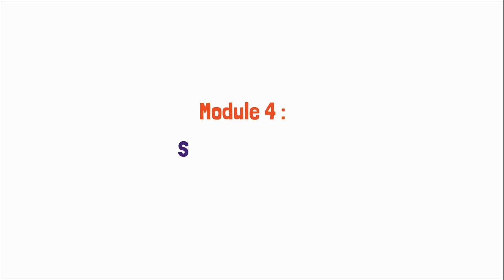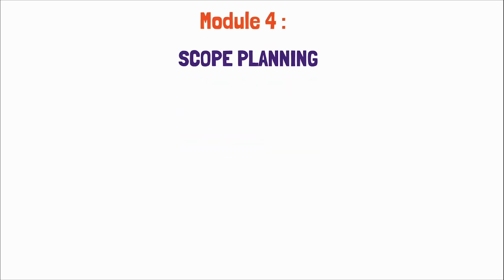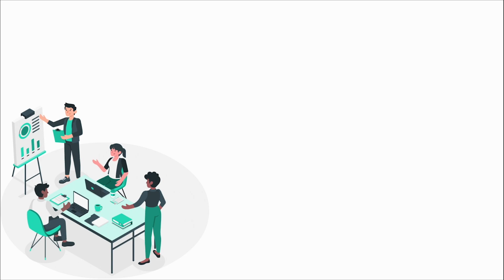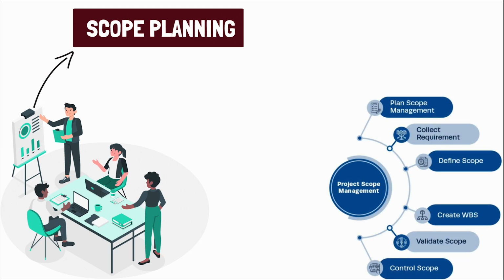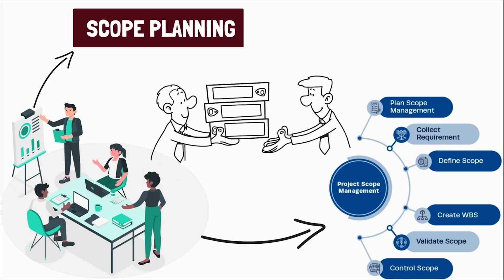Module 4. Scope Planning. As we venture into the realm of project management, we must acknowledge that the cornerstone of a project's success is its scope planning. This chapter will guide you through the art and science of scope management, the meticulous process of collecting requirements, and the significance of defining project scope.